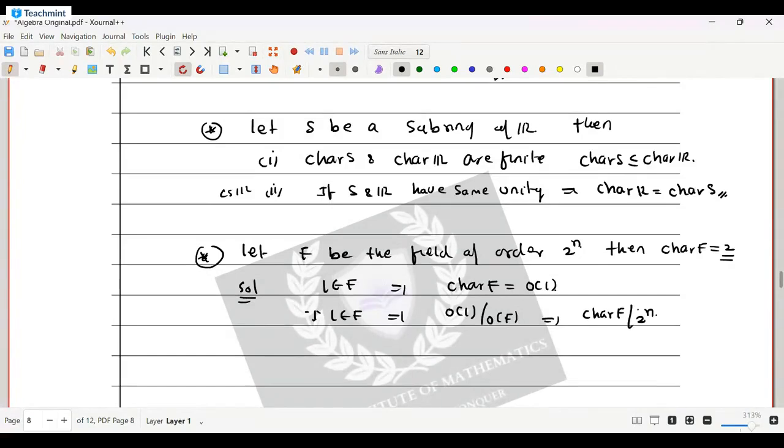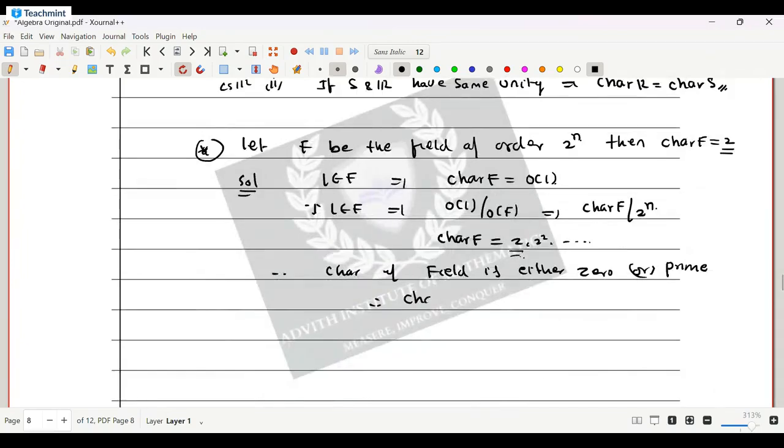The order of F is equal to 2 power n. So the characteristic of F, or the order of 1, should be 2 (possible values: 2, 2 squared, and so on). But we already know that if F is a field, the characteristic of a field is either 0 or prime. So the only prime number here is 2. Therefore the characteristic of F should be equal to 2. Even if we take p in place of 2, it is the same.